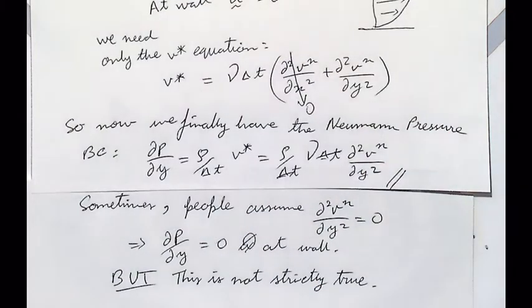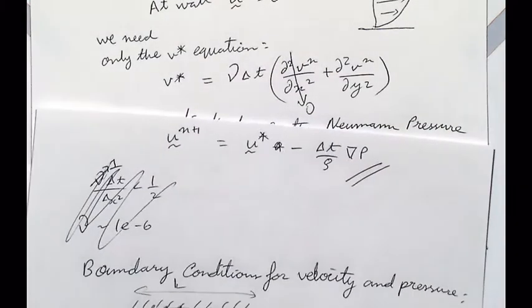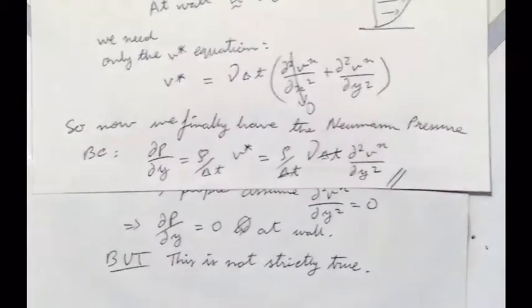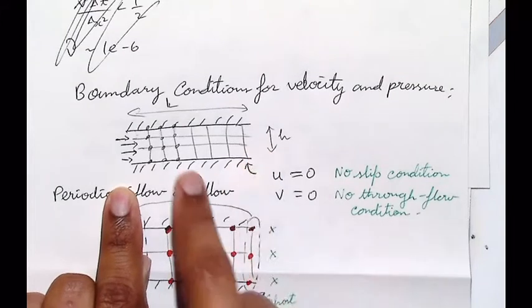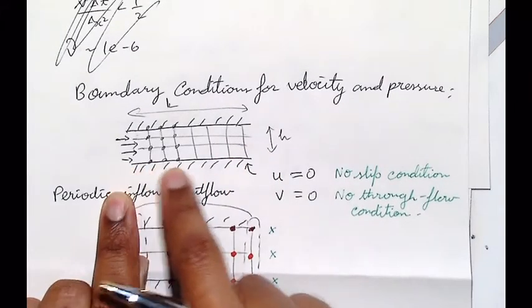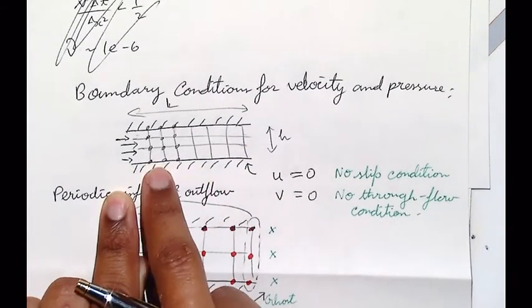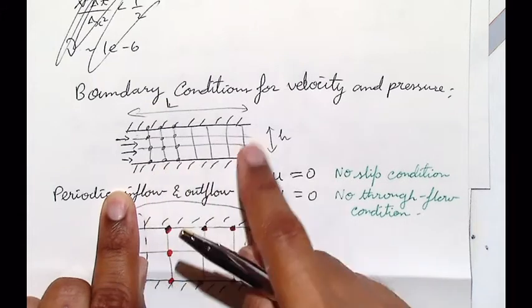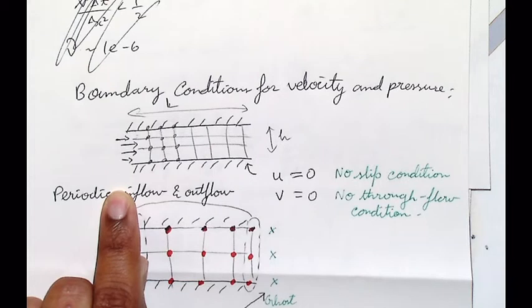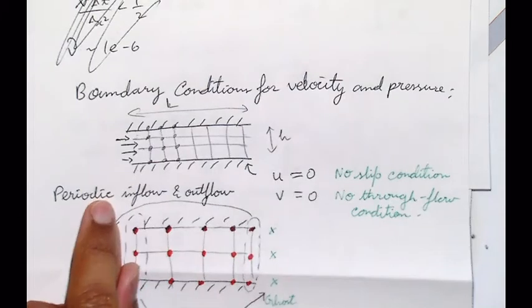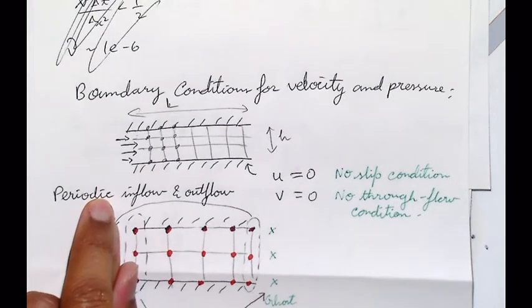Okay, so remember, we were talking about this channel, and we've just figured out U and V and pressure boundary condition on the wall. What do we do at the inlet and outlet? It's a periodic inflow and outflow. Oh, pressure. Yeah, everything has to be periodic.